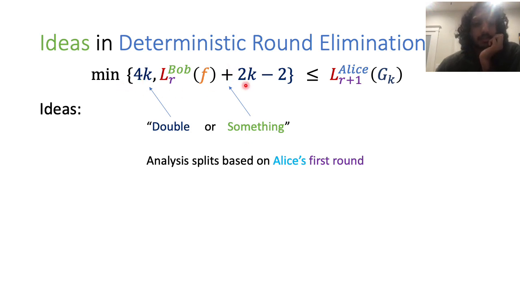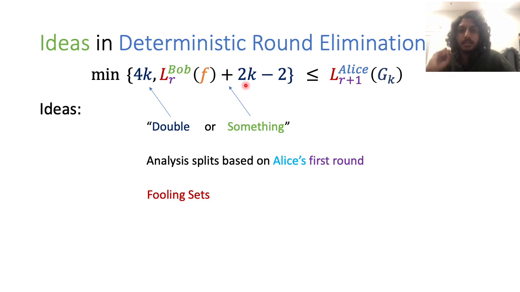And the final thing I want to say is that the main idea behind this proof, or the main property we need of the equality function, is related to fooling sets, and that's actually why we don't quite want to use the equality function. We want to use something which has an even better fooling set than equality.